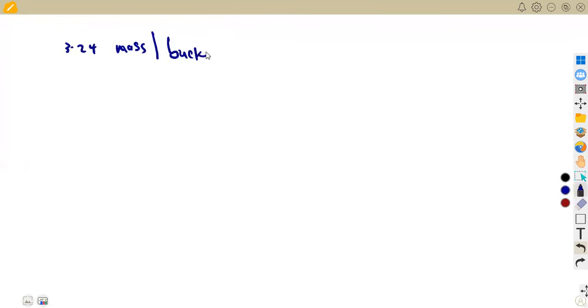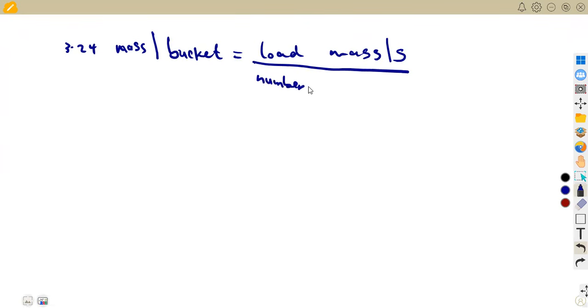So the question is asking us to calculate the mass per bucket. In this case, we are going to need the load mass per second over, for us to have bucket here, we must have the number of buckets per second. If you do not know this part, you can simply tell from the formula, what is it saying per bucket? It means this one divided by this, mass divided by number of buckets.